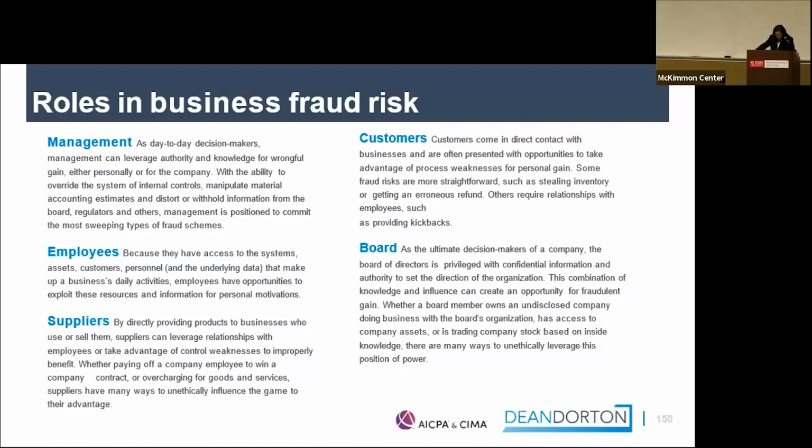which can be harmful. Employees have access to computer systems and to assets. Suppliers might take advantage of control weaknesses. And the board are the ultimate decision makers. The board is going to have access to confidential information, so they're the ones who can benefit from known information, like buying property. We've seen examples of that. They know that a particular business is going to expand, they buy property, sell it, and benefit that way because they have privileged and confidential information.